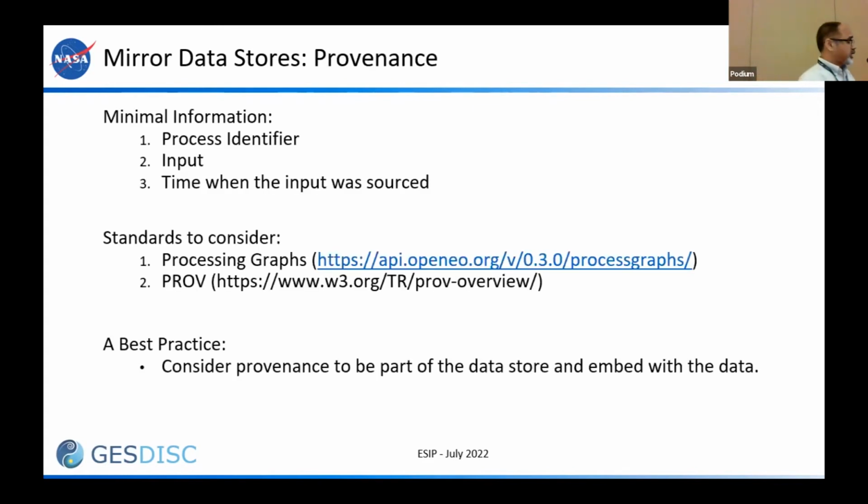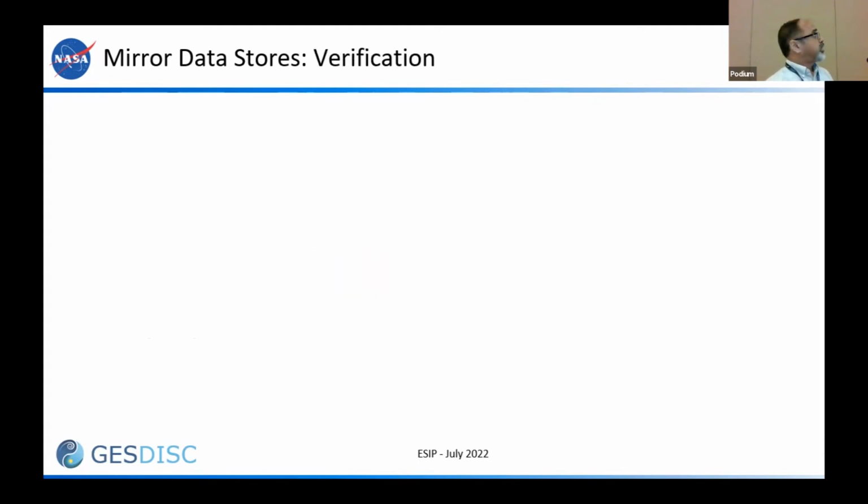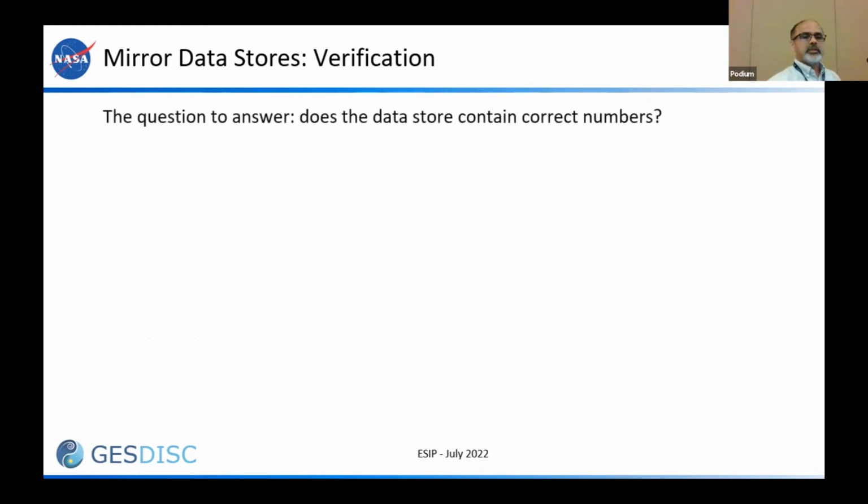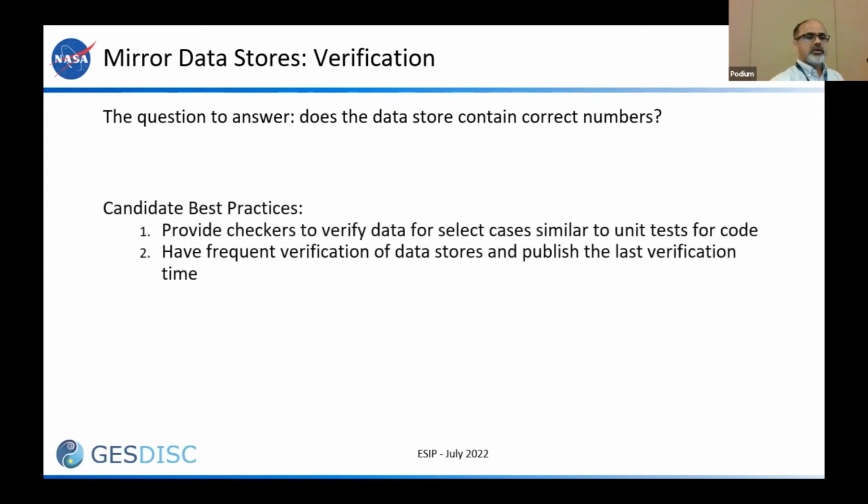One of the things that we decided was to embed provenance in the data store itself as metadata, so that anybody who is accessing the data store can see it and easily read it. The next one is the verification of the data store. The question to answer is, does the data contain the right numbers? Which is a difficult thing to answer because of the size of the data stores in our case. The possible candidate best practices might be that we provide some checkers, just like what we do with unit tests for code, and have these data stores frequently verified and prominently publish the last verification time.